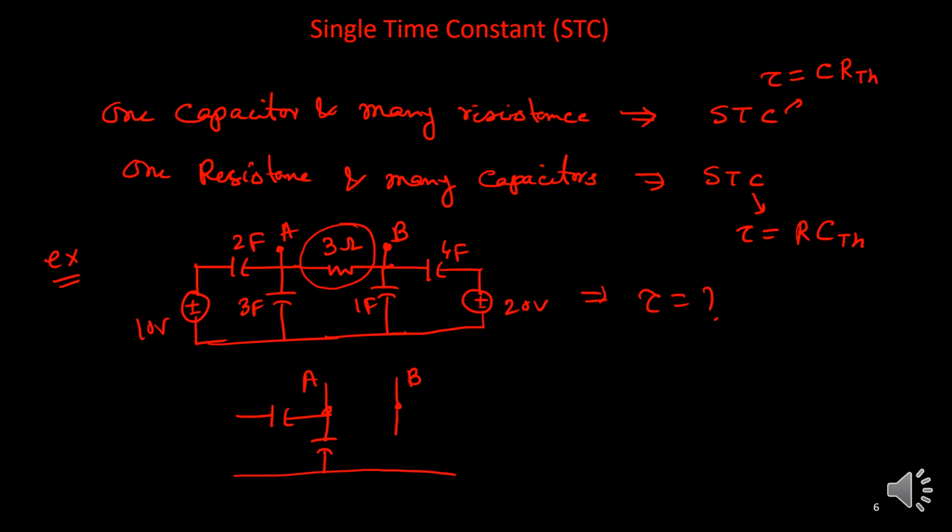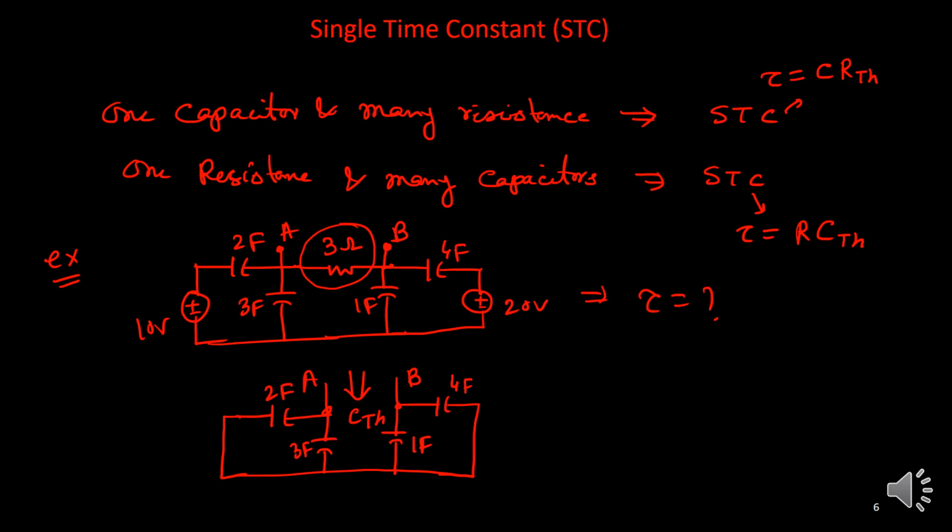Okay, here there is one more capacitor, here there is one more capacitor, and this DC source I'll make it shorted. If you look now from this side, then you will get equivalent capacitance CTH. In this case it is 2 farad, 3 farad, this is your 1 farad, this is your 4 farad. So how to find it?